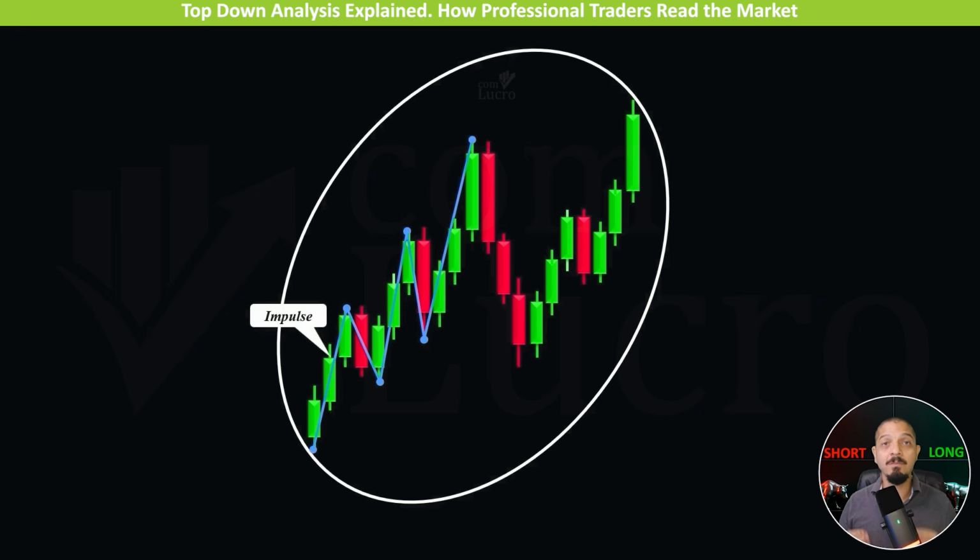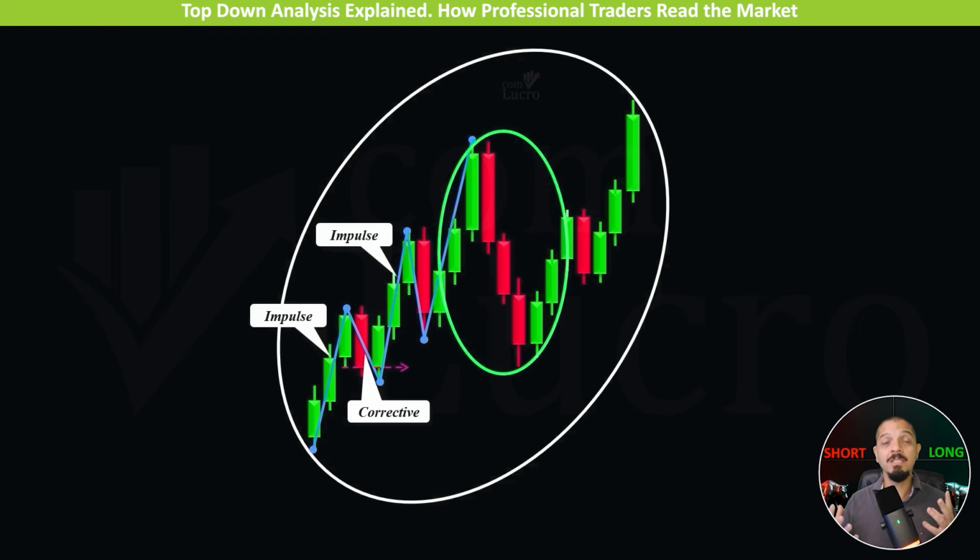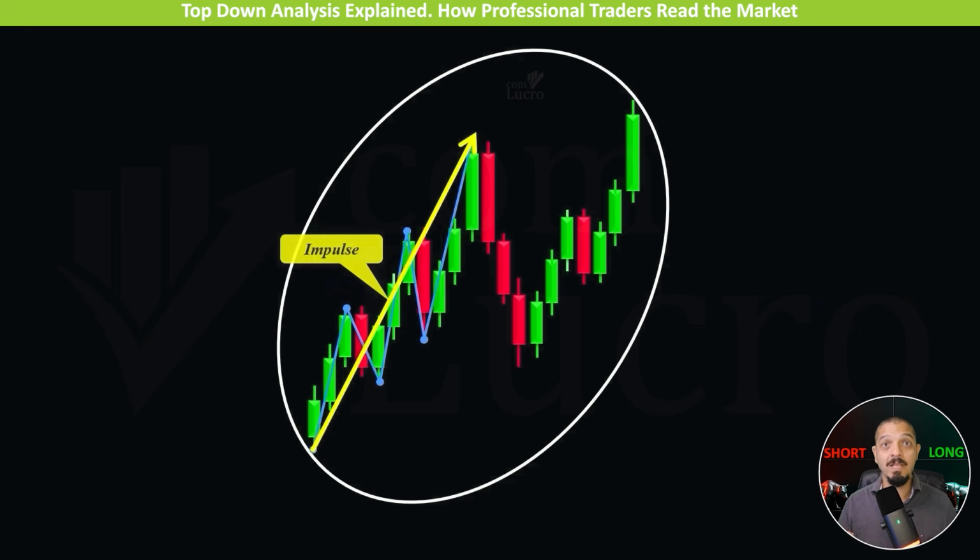After that, a valid pullback appears, confirmed by this red bearish candle that breaks and closes below the previous bullish candle. This marks our minor correction. Price then builds another bullish impulse, which we call a minor continuation. This sequence repeats over and over again: impulse, correction, continuation, until price reaches this swing high and eventually transitions into a deeper corrective phase. Now let's move to the corrective movement.